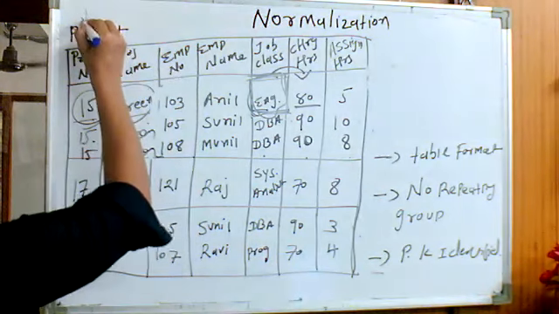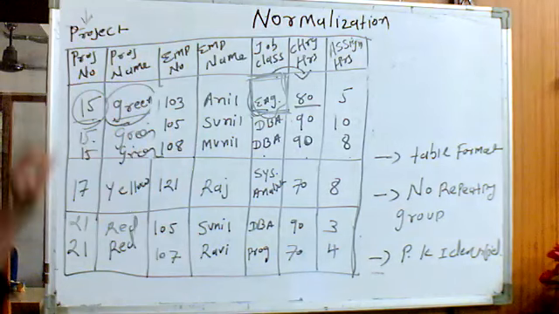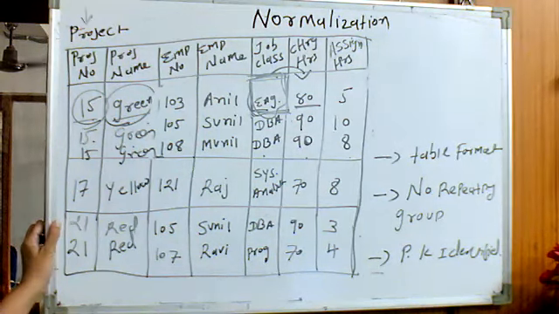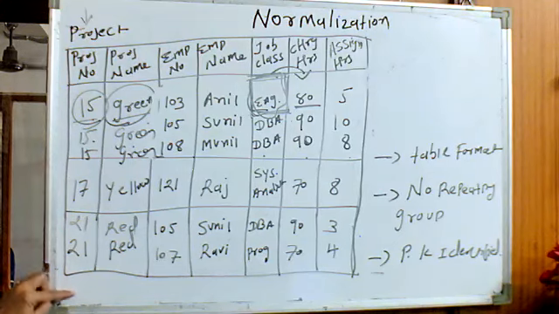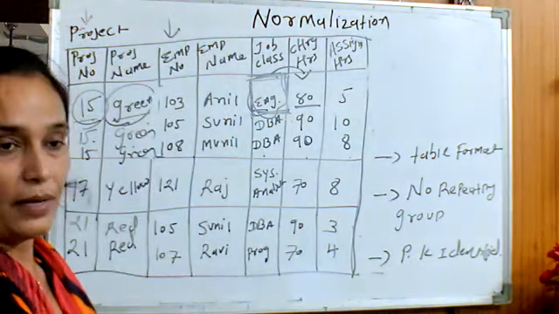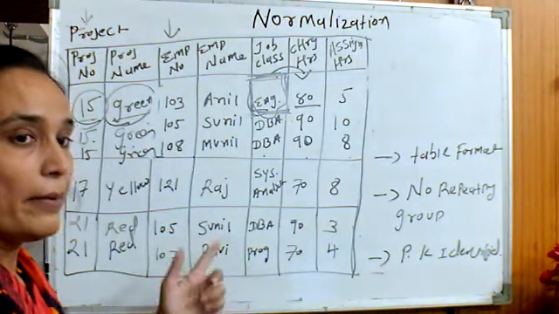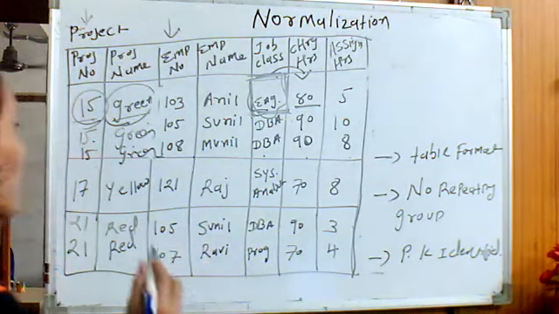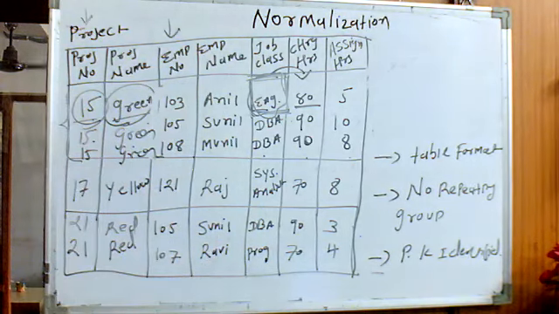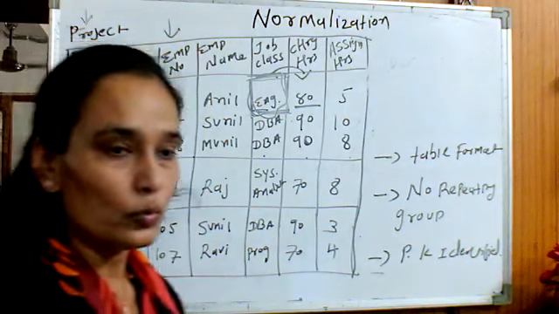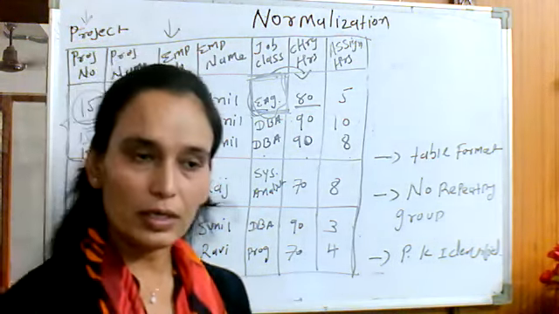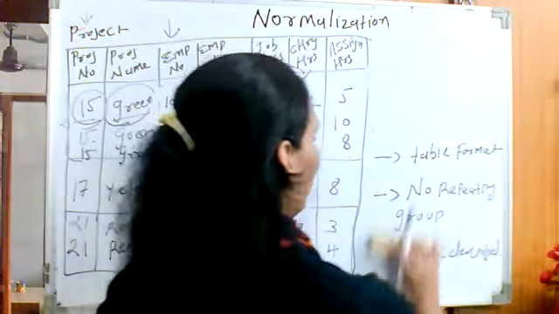So can we assign project number as a primary key? No, we cannot assign project number as a primary key. Can we assign employee number as primary key? We cannot assign employee number as a primary key. Why? Because project number and employee number contain duplicate values. Primary key column must be unique and not null. We know that.